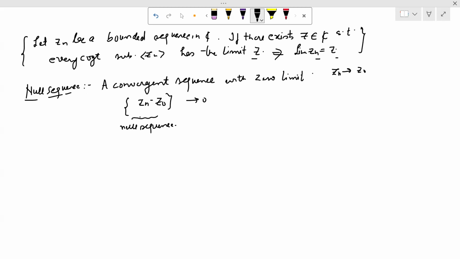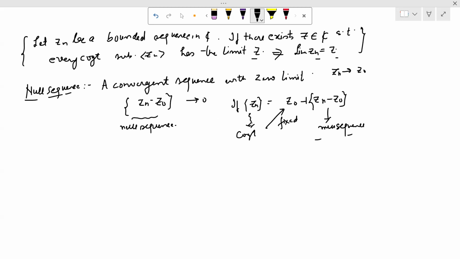Okay, so it gives you another way of writing things. That is, if you are considering any convergent sequence, let's say Zn, then it can be written as Z naught plus Zn minus Z naught, clearly. So you can write that every convergent sequence can be written as the sum of some fixed number and a null sequence. So you can write any convergent sequence as a sum of a fixed number and a null sequence.